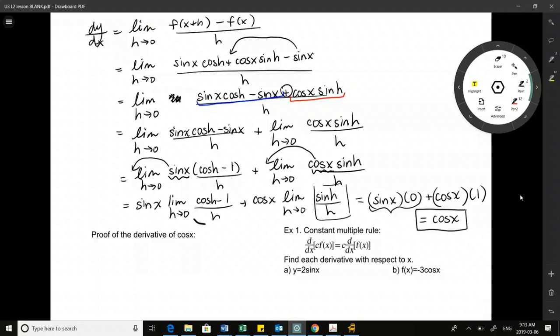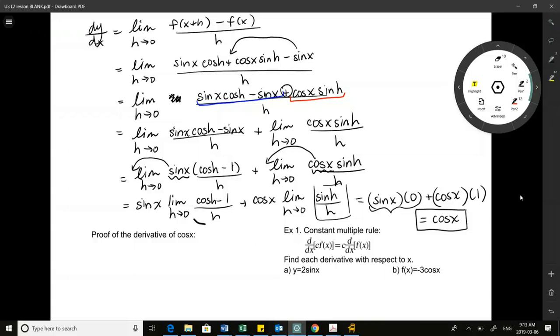Any other questions? Okay, so for the proof of the derivative of cos x, we're going to make a bit of an assumption here. Our assumption is that we have already proven the derivative of sine. So we're going to use that to help us with our proof of the derivative of cosine.